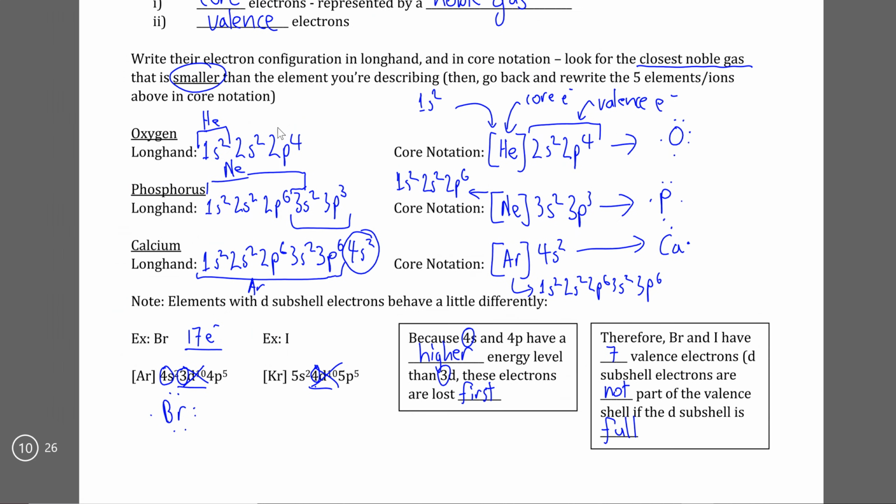And using that, again, this doesn't change the way that we write core notation, we still follow the noble gas rule, and everything beyond that is technically part of the valence shell, but in terms of counting which electrons are gained or lost, we ignore any electrons that are part of a full d subshell.